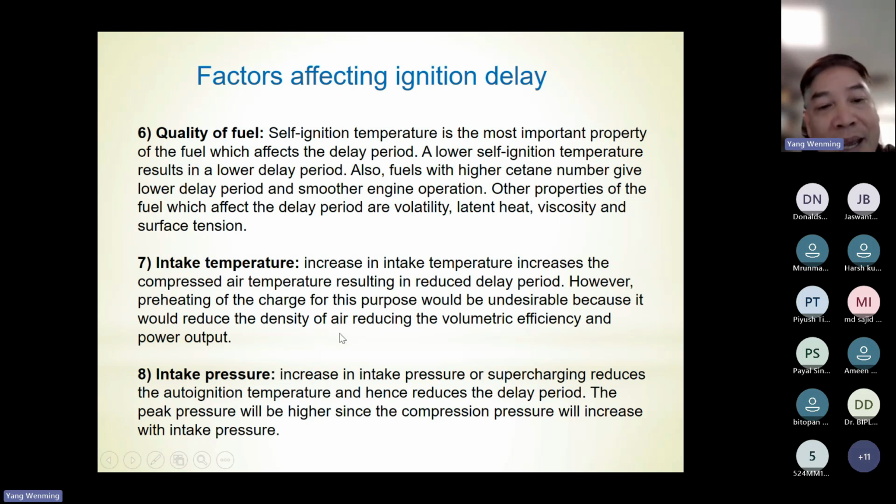So the last one is the intake pressure. This one is easy to understand. We use a turbocharger or a supercharger to increase the intake pressure. So we can reduce the ignition delay time because of the density increase, correct? And the auto ignition temperature will drop, correct? And the combustion process will be faster. So the ignition delay time will be reduced at higher intake pressure, okay?